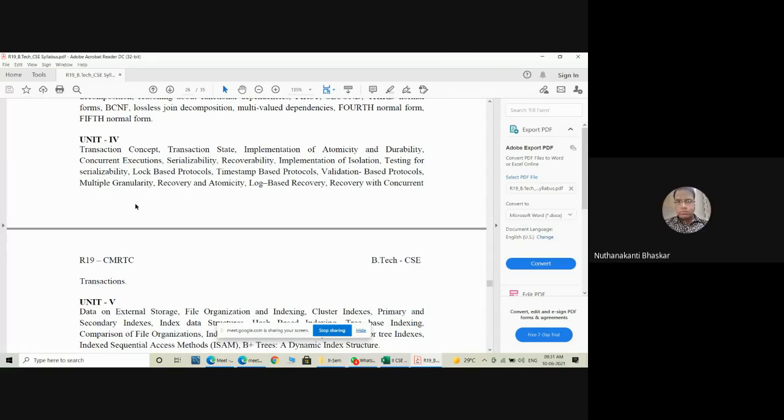Transaction state, implementation of atomicity and durability, concurrent executions, serializability, recoverability, implementation of isolation, testing for serializability, log-based protocols, timestamp-based protocols, validation-based protocols, multiple granularity, recovery and atomicity, log-based recovery, recovery with concurrent transactions.